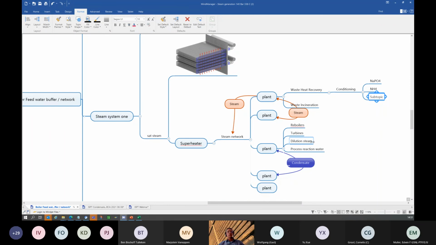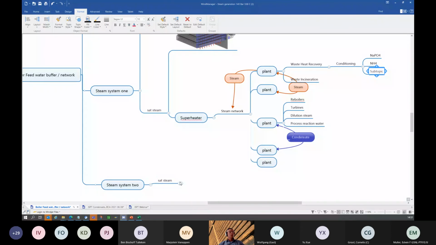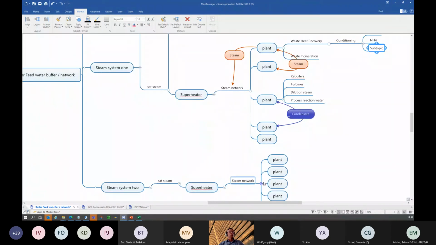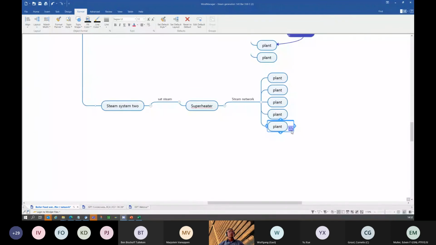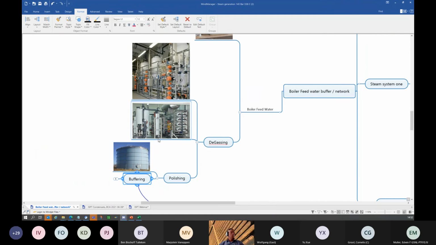Dilution steam, as we have heard, can also be taken out of the process stream and returned back as steam. But then you must make sure that you have removed all your process material. On the other side of the site, we have another steam system, exactly the same buildup, of course, with a steam producing unit, a steam network, and other plants. And the condensate from there is returned to the polishing plant, the condensate recovery system.